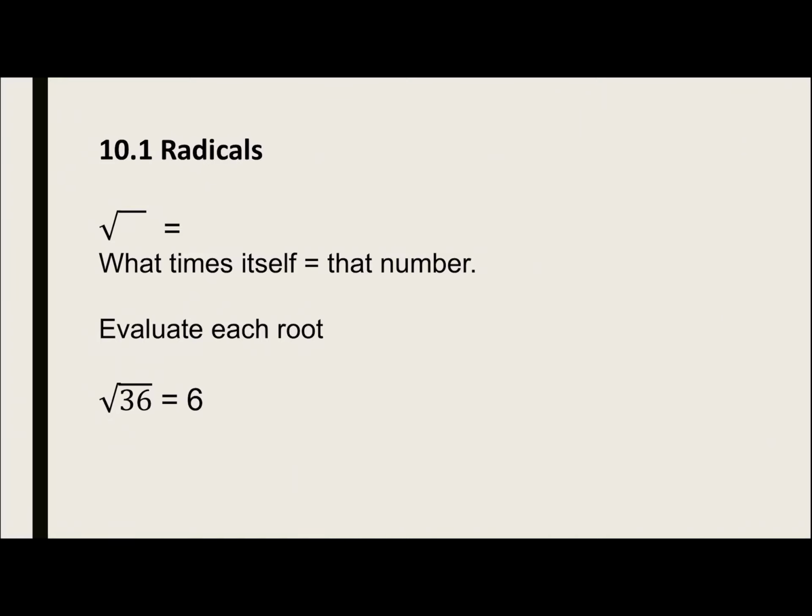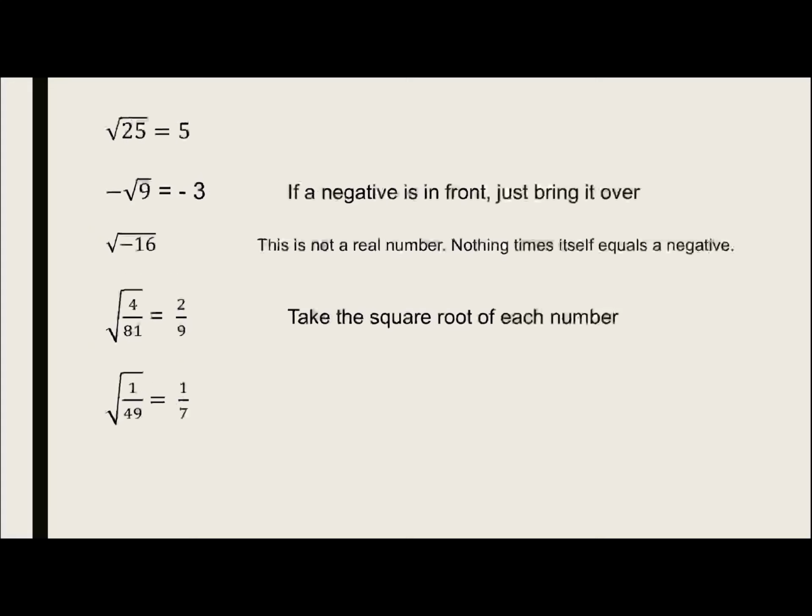10.1 Radicals. That symbol is called the square root symbol, and it means what times itself equals that number. Evaluate each root. The square root of 36 equals 6, because 6 times 6 equals 36. The square root of 25 equals 5, because 5 times 5 is 25.